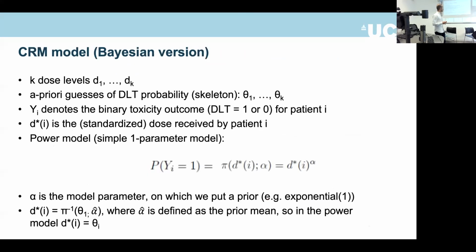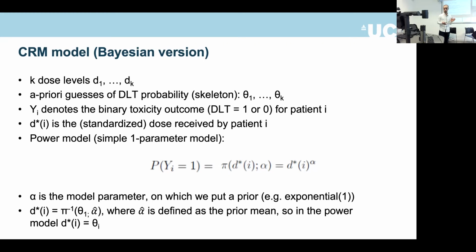So the Bayesian version of the CRM, more precisely, is defined in this manner. We've got k dose levels in the study, D1 to Dk. We've got our a priori guesses of DLT probability, which is what we call the skeleton.